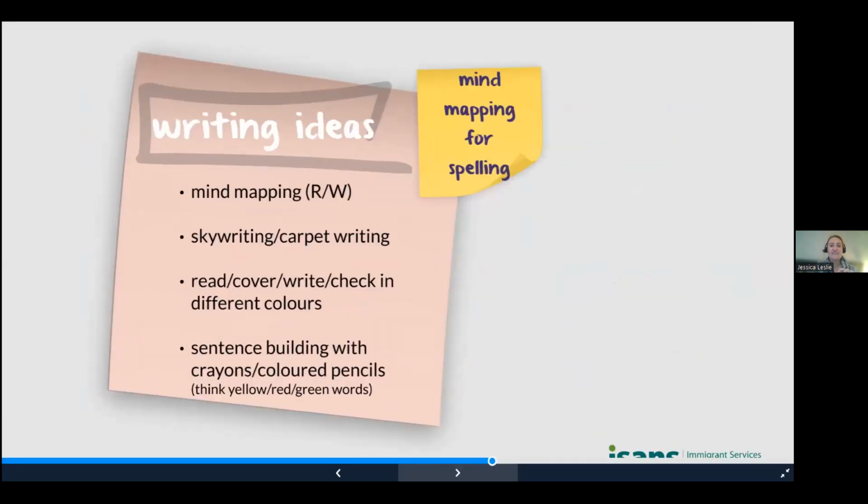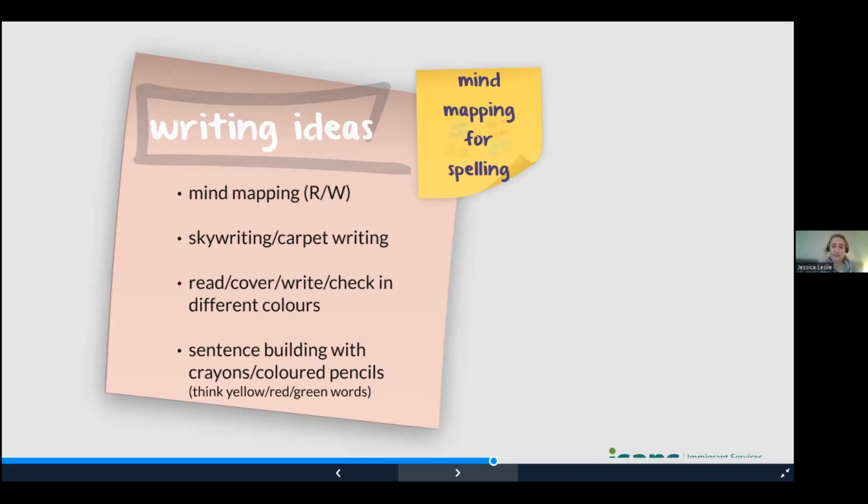And some writing ideas. Have you all heard of mind mapping? This tends to be a brainstorming activity when people are writing essays, but I take it down to the word level. Mind mapping is really great for clients with ADHD because it allows them not to have to just write lines and sentences and paragraphs. It allows them to organize their thoughts in a different way. But if you want to do it at the lower levels, I will give you an example.